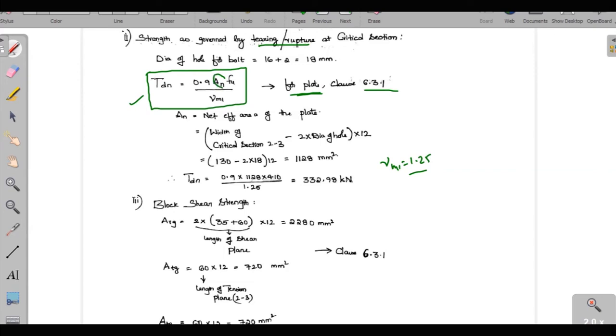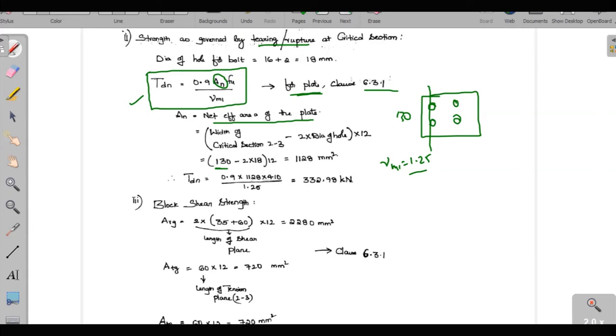And An, what is An? An is the net area of the plate. So you have to consider the bolts. So this is how the plate is, right? There are 2 bolts in 2 rows. So this is the critical section. So 2 times diameter into t has to be taken out. So see here, the total width is 130.